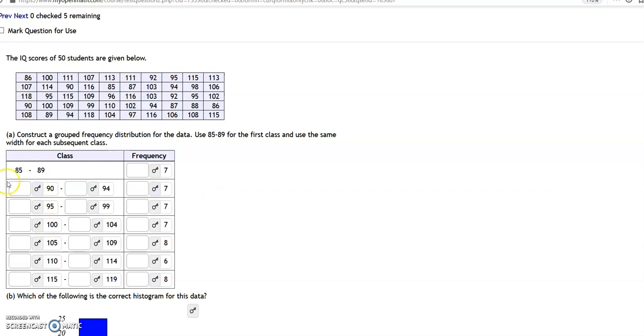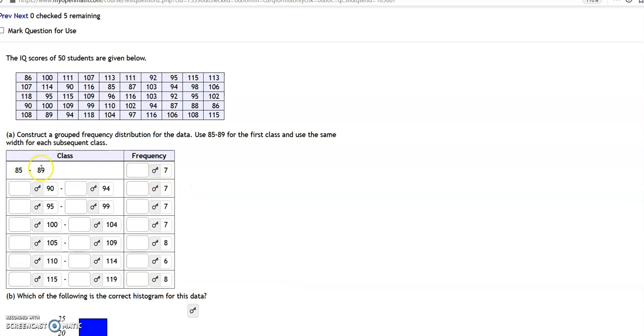Or an easier way to do it, actually, knowing that the class width is 5, is to start with the lower limit, add 5, you get 90, add 5, you get 95, add 5, you get 100, and so on. The upper class, the first one is 89, add 5, you get 94, add 5, you get 99, and so on. Then what you do is count.